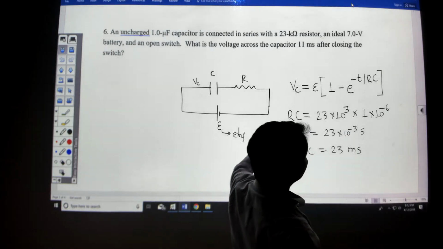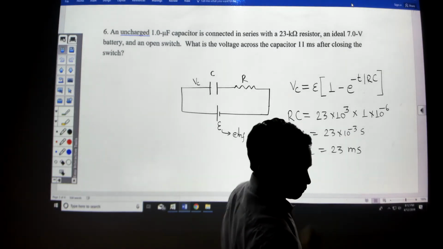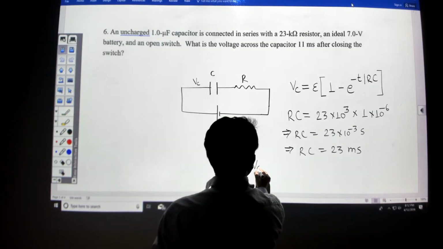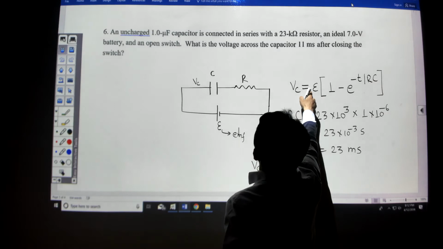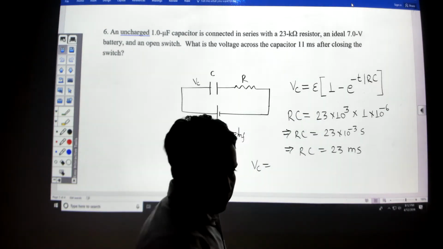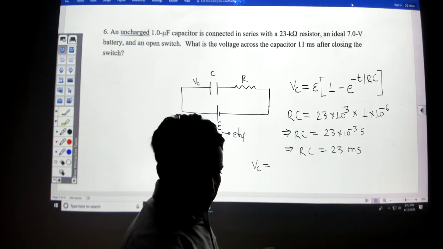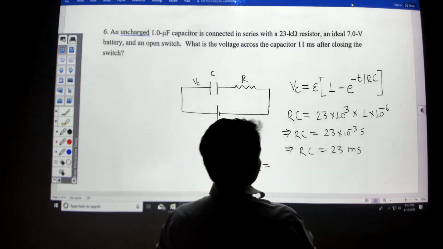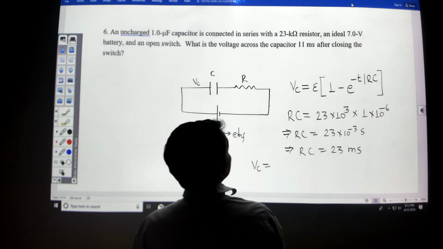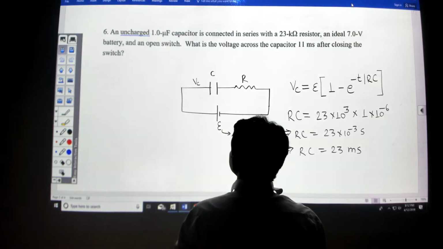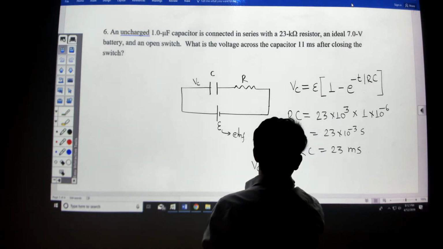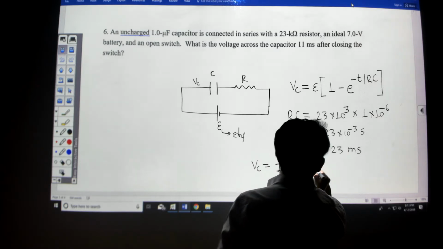I'm just plugging this value into this equation now. So the VC, which is the voltage across the capacitor, and this epsilon is the applied potential. It's the battery, the supply voltage, and we're assuming there is no internal resistance. That's why it is called ideal. The EMF value is 7 volt. 1 minus e to the minus t over RC.